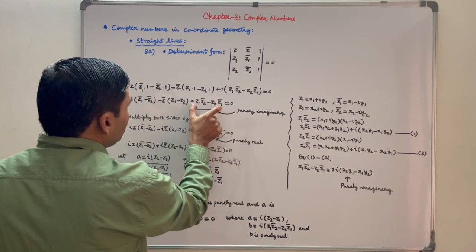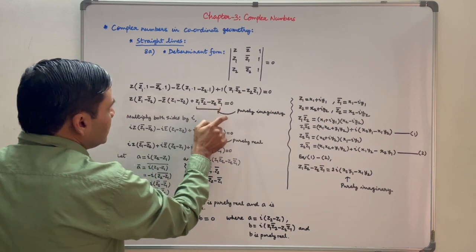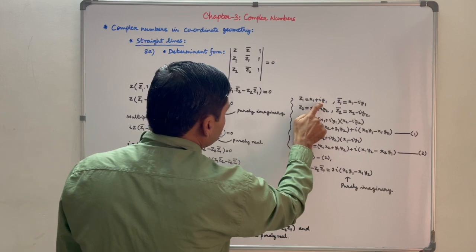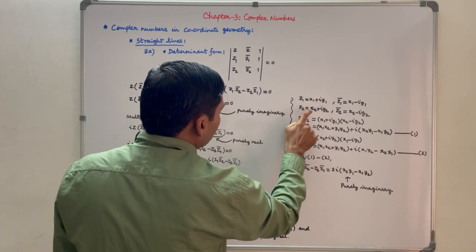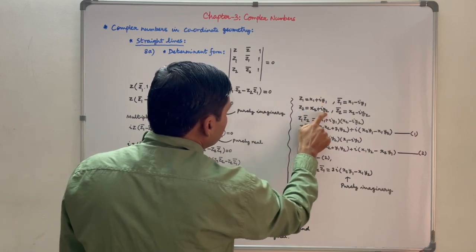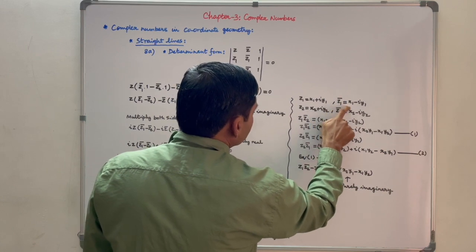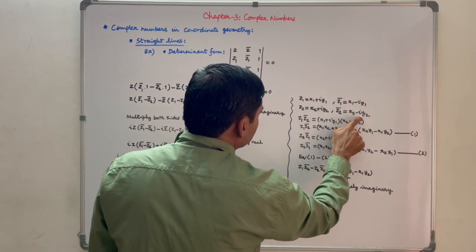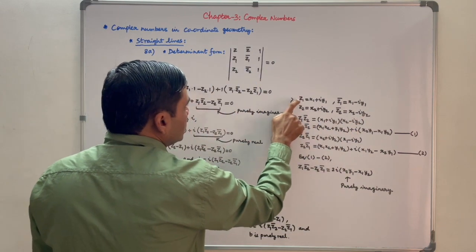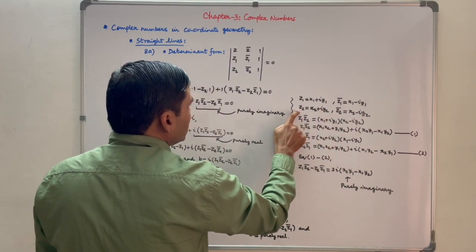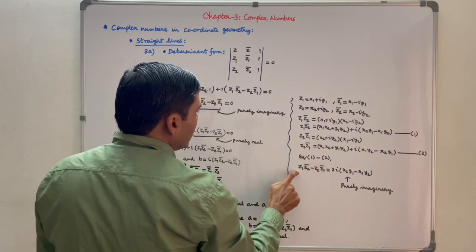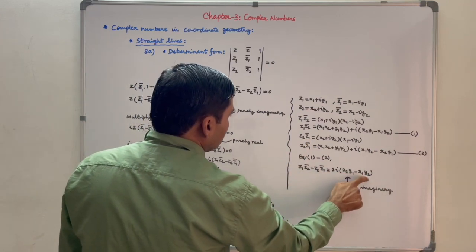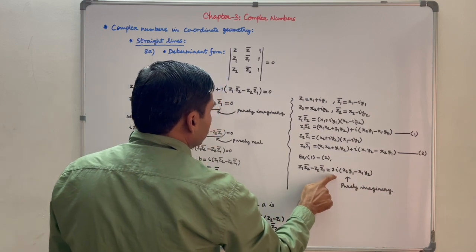This part is purely imaginary. Let us see how. Suppose z1 is equal to x1 plus iy1 and z2 is equal to x2 plus iy2. Then z1 bar is equal to x1 minus iy1 and z2 bar is equal to x2 minus iy2. Now we will do z1 z2 bar minus z2 z1 bar. So we get 2i into x2 y1 minus x1 y2, which is purely imaginary.